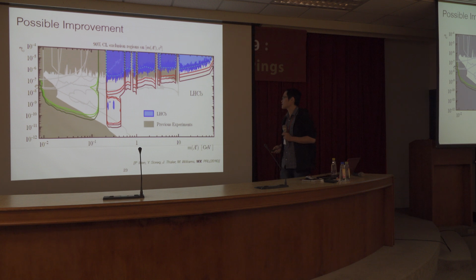So how does the future look after you go to 15 inverse femtobarn, as I show you, and this is just 15 inverse femtobarn, and in the future maybe high-luminosity LHC will get 300 inverse femtobarn. And there's a gap over here. This is coming from other meson decay like eta that goes to A prime, and this can be covered in the future.